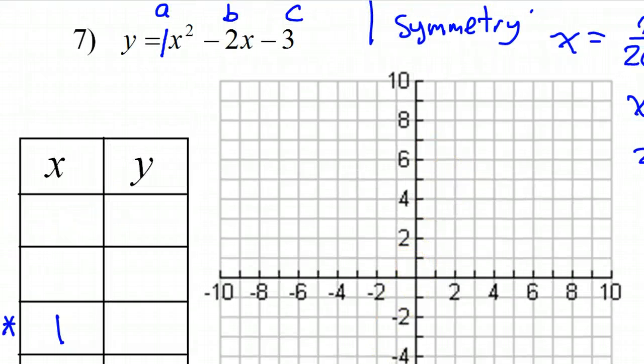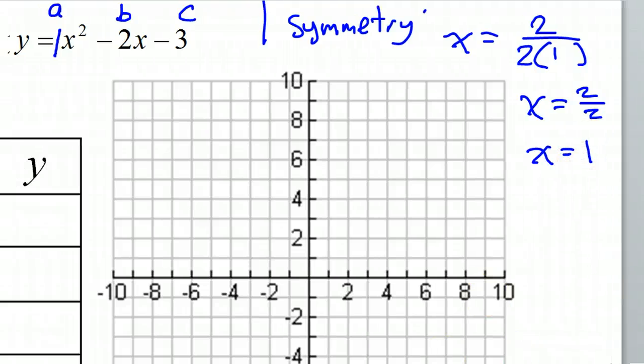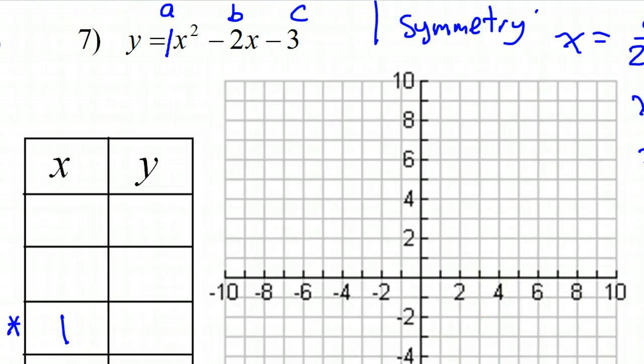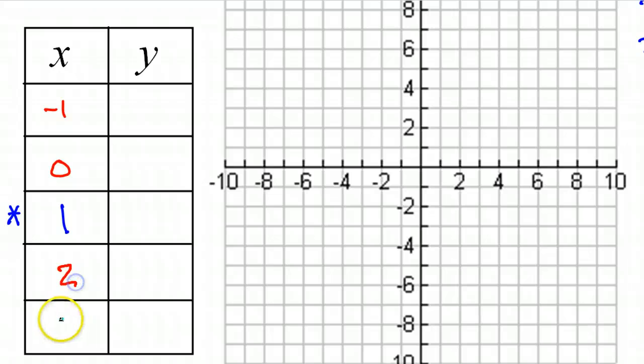That one became this one. Now, for the other x values, going less than 1, we have 0, -1. Going greater than 1, we have 2 and 3.